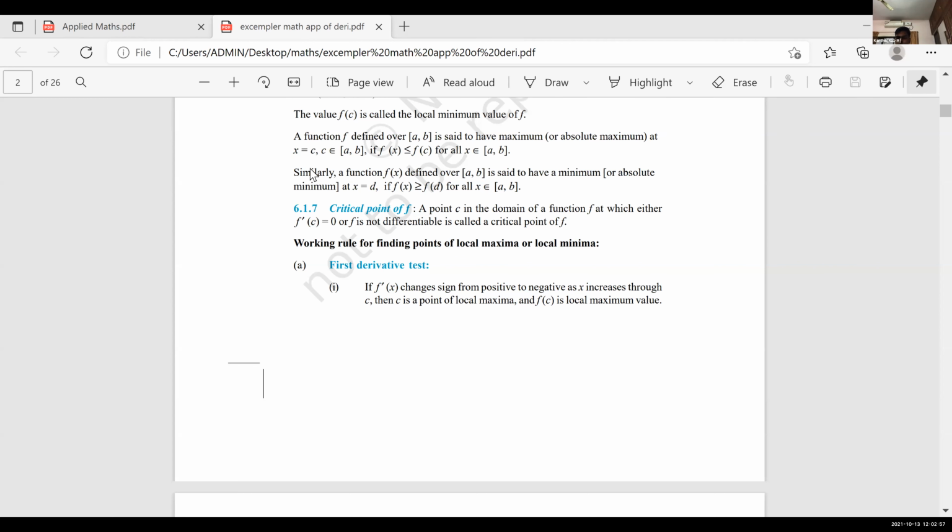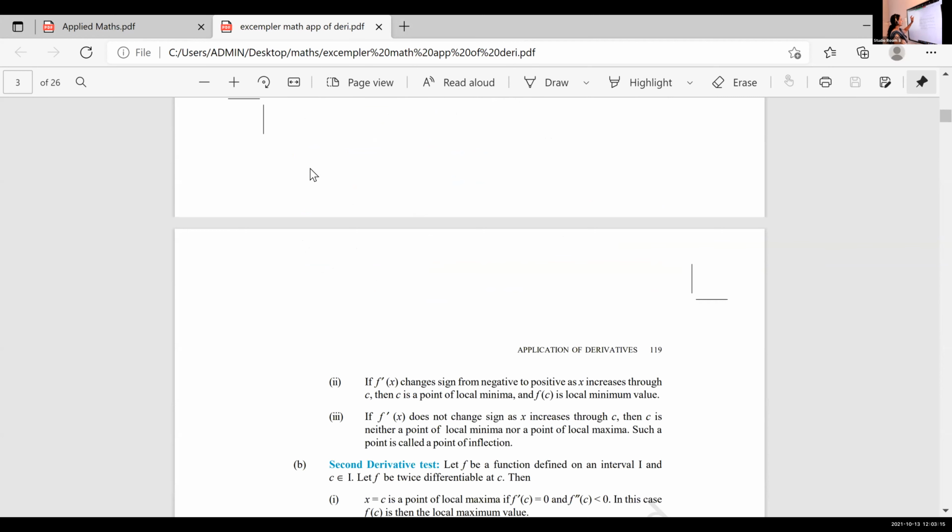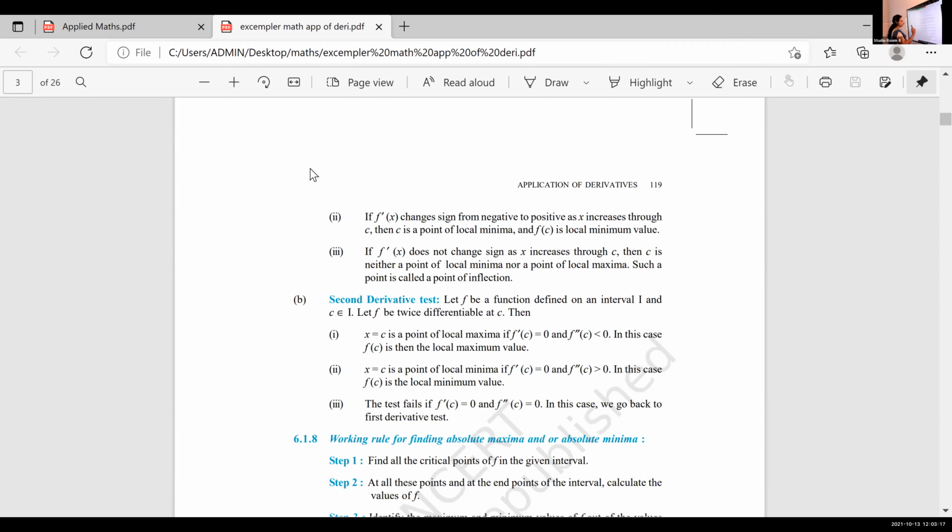Yes, ma'am. Okay. So look here, in the first derivative test, if f dash of x changes its sign from positive to negative as x increases, then it is a point of local maxima. And note down all these points because these are all 1 mark questions. If f dash of x changes the sign from negative to positive, it is a point of local minima. c is a point of local minima and f of c is called the local minimum value.